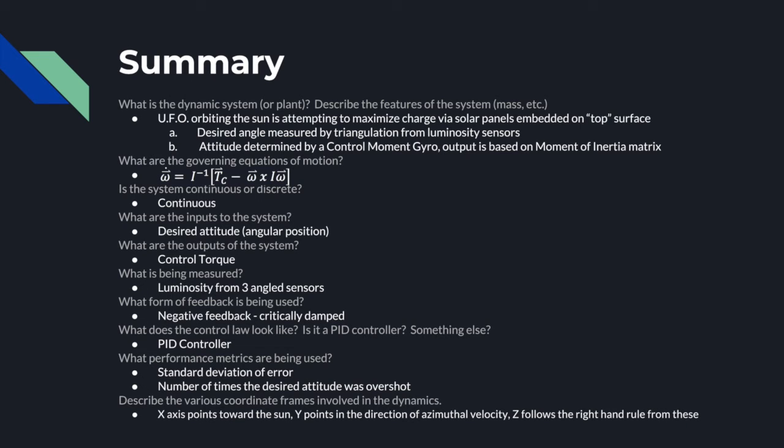In summary, the system is a UFO orbiting the sun attempting to maximize charge via solar panels embedded on the top surface of the spacecraft. The governing equations for this are angular velocity and the quaternion. The system is continuous, with the inputs being the difference in orientation from the desired, and outputs being the torque to correct it. Illumination on the photosensors is what is being measured, and a critically damped negative feedback loop is being used. A PID controller is also being used for the system, whose performance metrics are the efficiency of the recharge. Finally, the coordinate system has X pointing towards the sun, Y in the positive azimuthal velocity direction, and Z following the right-hand rule.